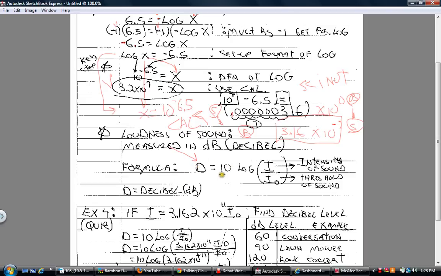D is equal to 10 times log of I, which is the intensity of the sound, divided by the threshold of sound. That's where humans can hear. I guess you guys probably know dogs have better hearing than us. They can hear things a lot lower sounding than we can.